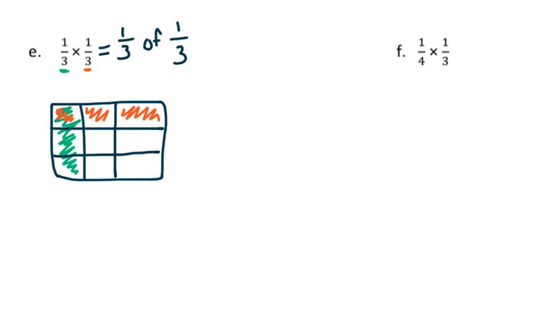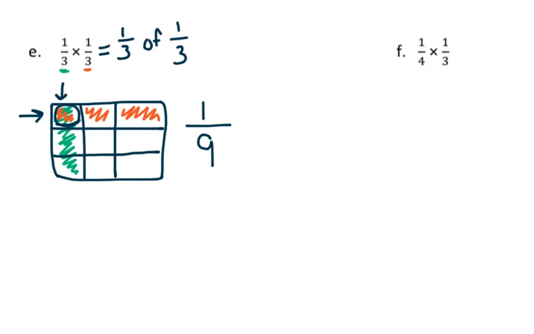Okay, so the area where the two overlap is this section right here, this little corner, and that piece is actually one out of, now we have a total of 9 units in there, so we have 1 out of 9. So 1/3 times 1/3 is equal to 1/9.